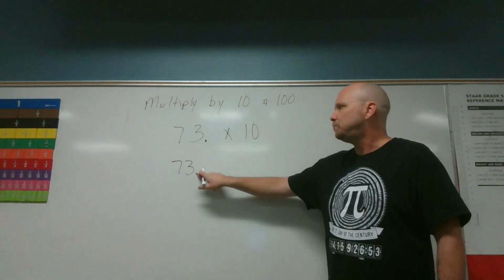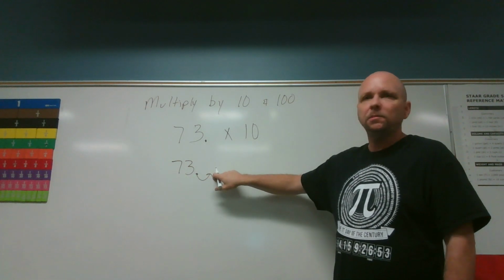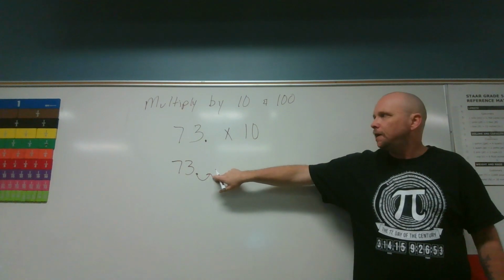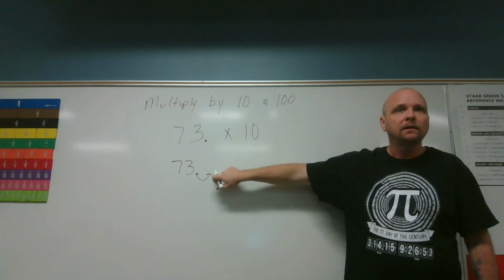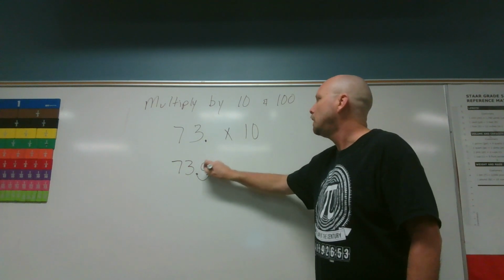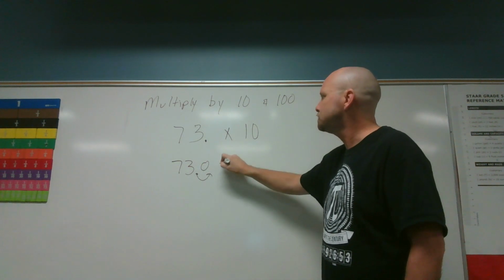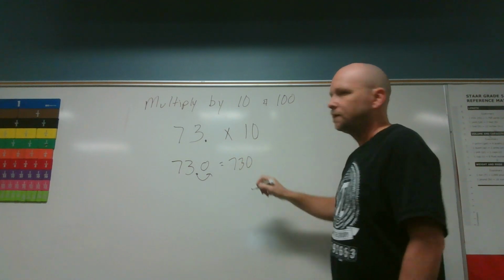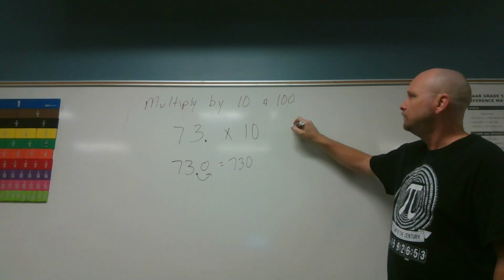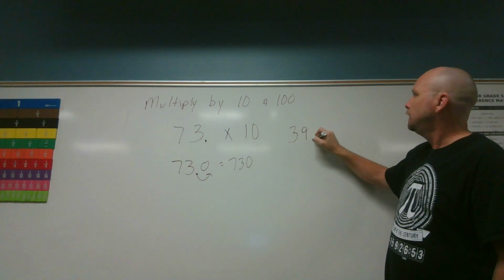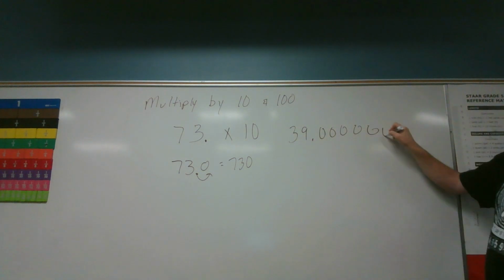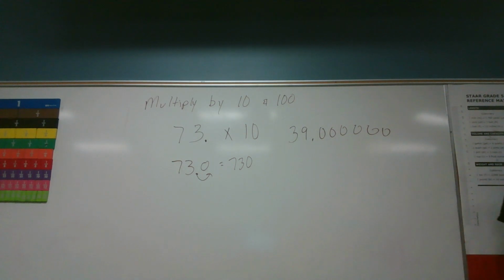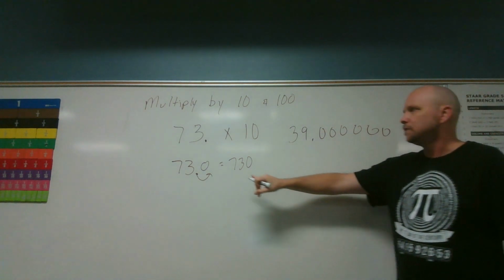So now instead of behind the 3, it's going to be behind a number here. But there's not 1 there, so I can put a 0. Why can I put a 0? Great question. Because if I have 73.0000000, that doesn't change the value, right? No. So that's why I can put a 0 here.